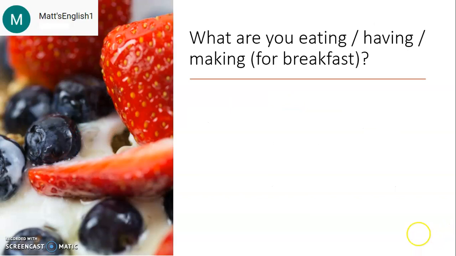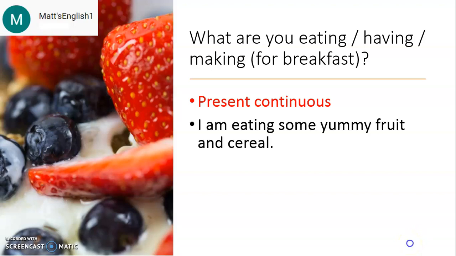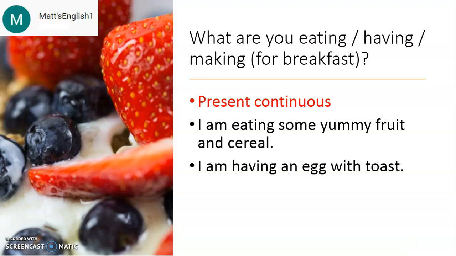All right, now, how would you answer this question? What are you eating, having, or making for breakfast? What time are we talking about? We are talking about right now, at this present moment. So we would use the present continuous. I'm eating some yummy fruit and cereal. I'm having an egg with toast. I'm making a fruit salad. So how did you answer this question?